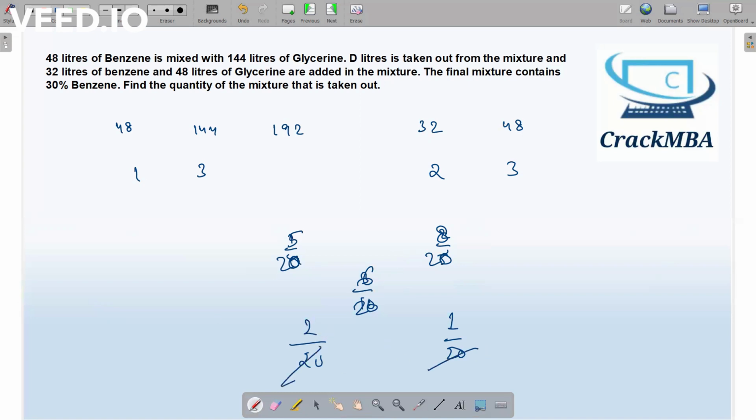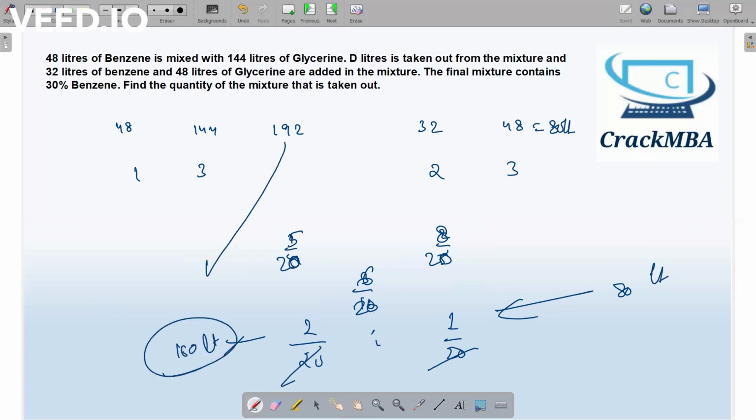So the ratio is 2:1. 1 corresponds to 80 liters, so 2 will correspond to 160 liters. How did we get 160 liters? By removing D liters. And what is the value of D? 192 minus 160, that is 32 liters. This is the answer. So this is one of the methods of solving this question.